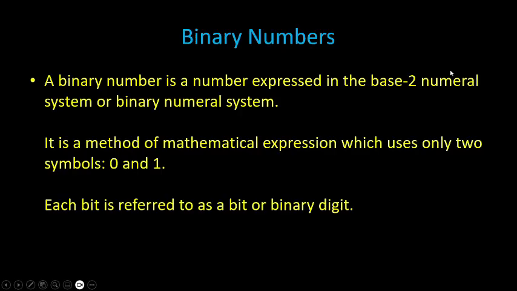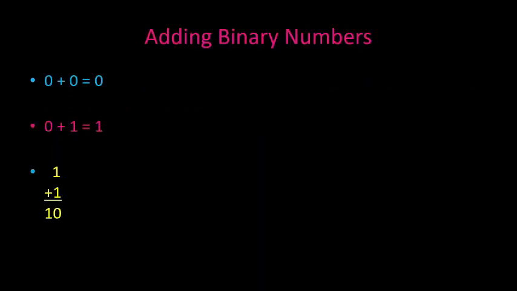Binary numbers. A binary number is a number expressed in the base 2 numeral system, or binary numeral system. It is a method of mathematical expression which uses only two symbols, 0 and 1. Each digit is referred to as a bit, or binary digit.